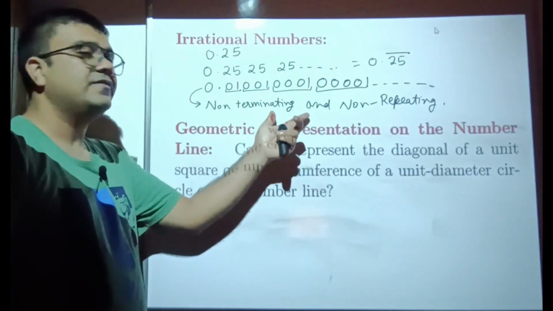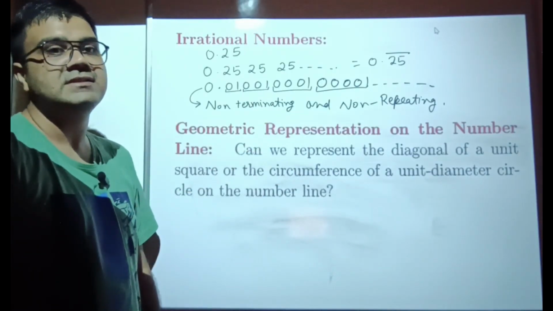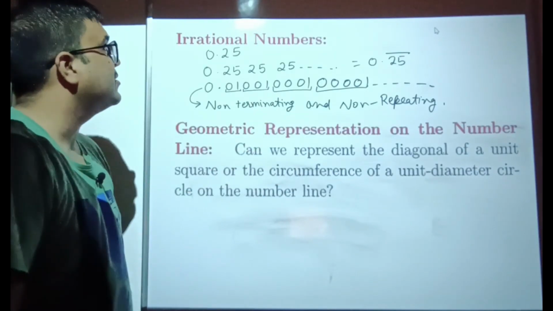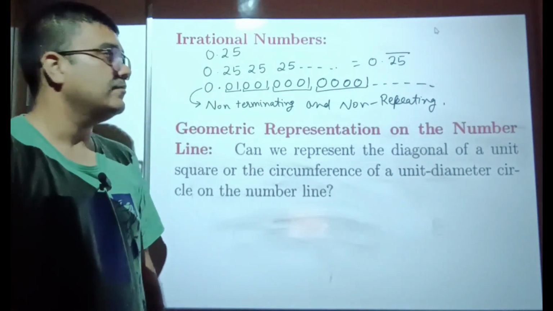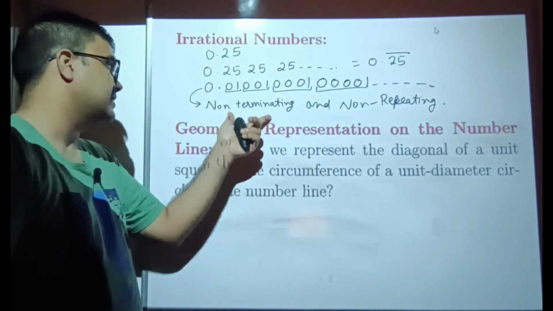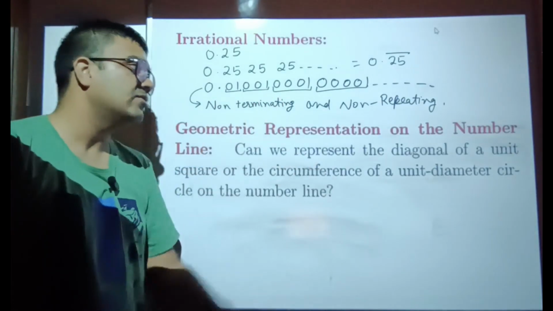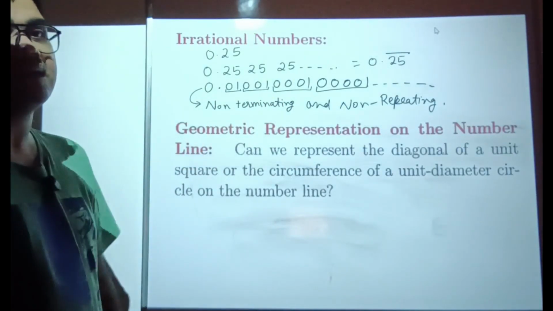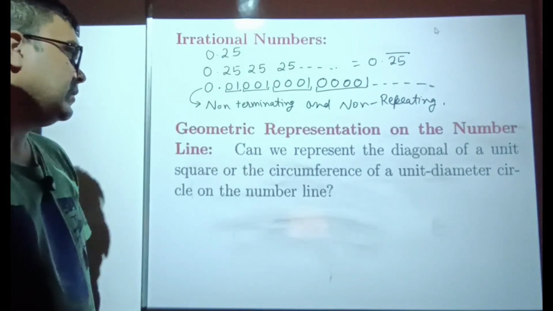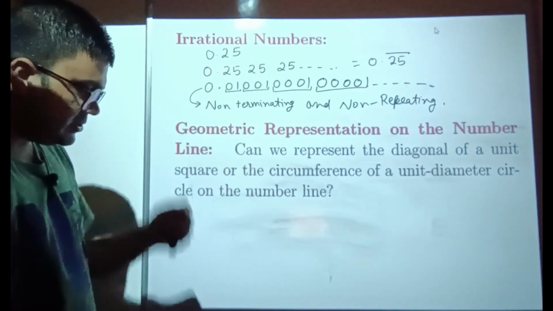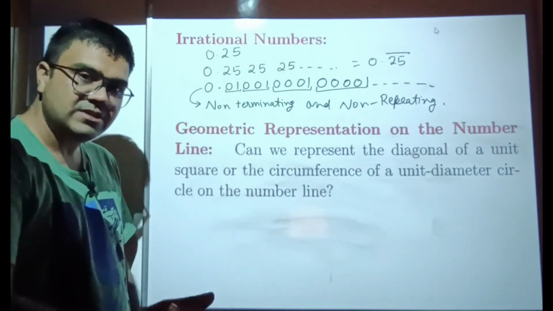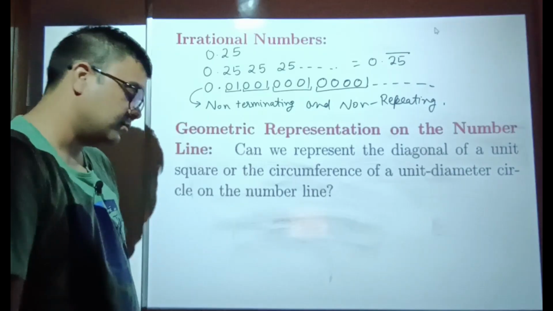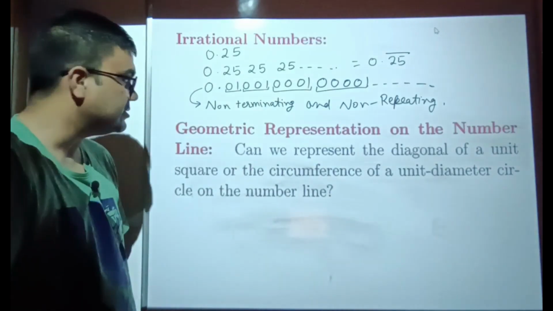These kinds of decimal numbers or values, which are non-terminating and non-repeating, are called the irrational numbers. So if we talk about the geometric representation, we try to answer first of all these two questions, then we will move towards more irrational numbers.